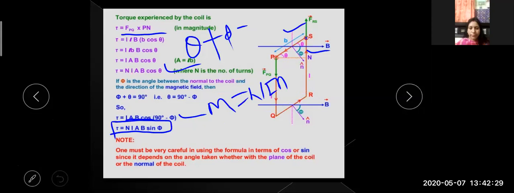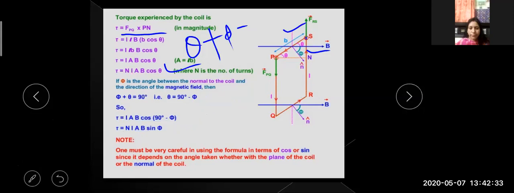Okay. Something to be noted is that one must be careful in using the formula in terms of cos or sin, since it depends on the angle, whether with the plane of the coil or the normal to the coil. Plane of the coil gives NIAB cos theta, normal to the coil gives NIAB sin phi. So I hope these two points are clear to you.